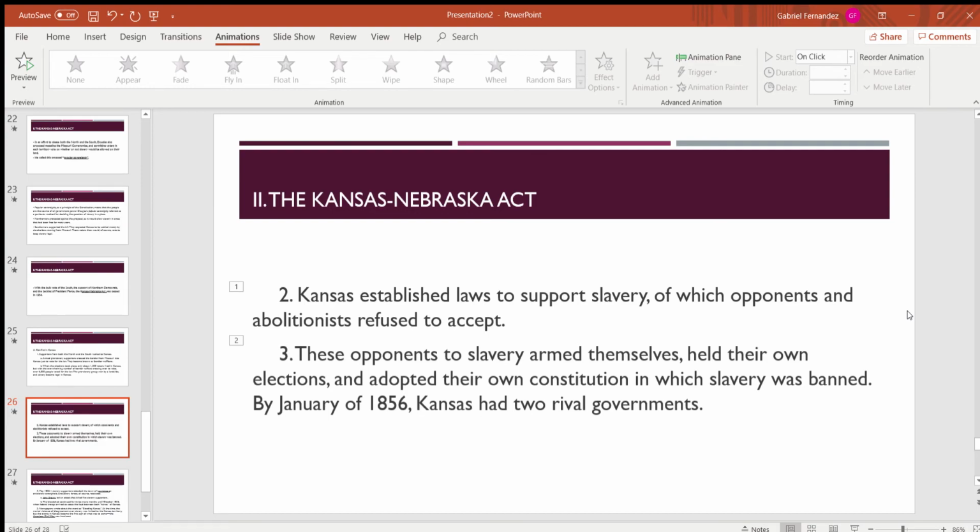Kansas established laws to support slavery, which opponents and abolitionists refused to accept. These opponents to slavery armed themselves, held their own elections, and adopted their own constitution in which slavery was banned. By 1856, Kansas had two rival governments, all within its own state.